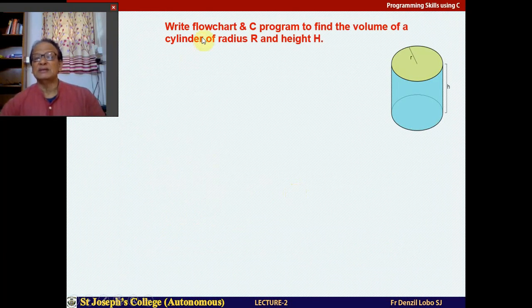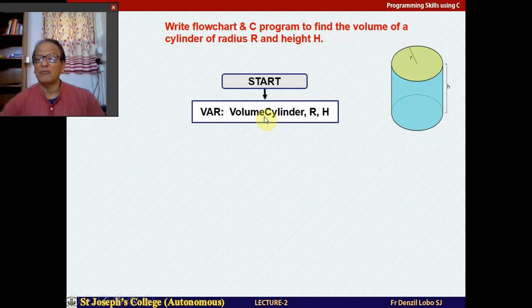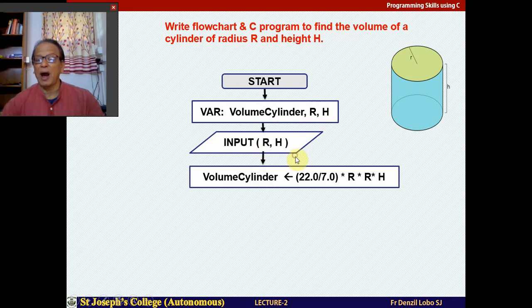And next is write flow chart and C program to find the volume of a cylinder of radius r and height h. So this is the cylinder, radius r. How do you find the volume? I have to find the area of this circle and multiply it with h. That is pi r squared into h. That is the formula. Therefore, start, volume of cylinder, and r and h. And out of these, we are going to input r and h.